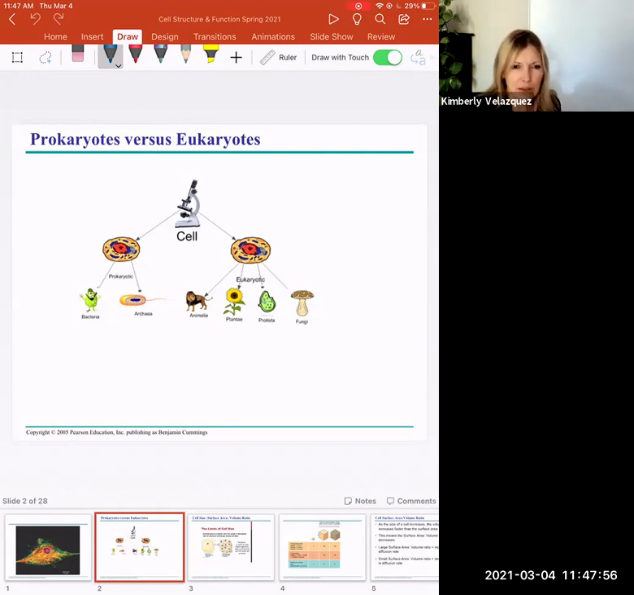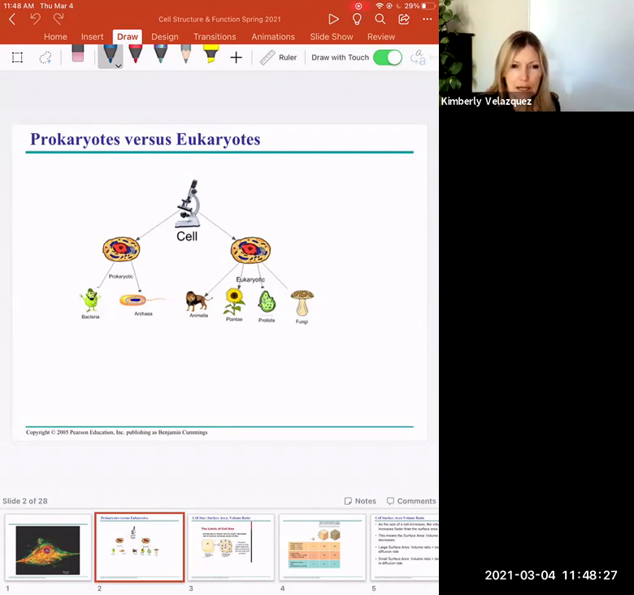You can see that included in the prokaryotes are bacteria and archaea, whereas if you look at the eukaryotes, it was the animals, the plants, and the fungi. At the end of the term, we will talk about protists and fungi in more detail. We will talk about plants a little bit, especially when we talk about photosynthesis. So today we're mostly focusing on animal cells, although we will point out some important structural differences between plant and animal cells.